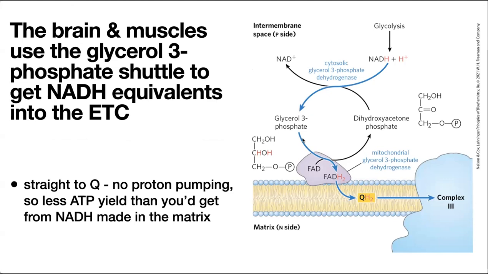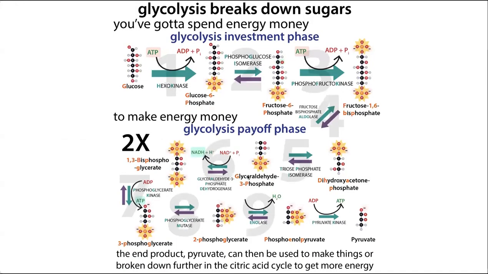And they're going to do so by passing electrons onto Q. How it works is it involves dihydroxyacetone phosphate, so our DHAP. You might remember this as one of the things in glycolysis. And in glycolysis, we used our triose phosphate isomerase to isomerize that into glyceraldehyde 3-phosphate, and that's what we cared about.